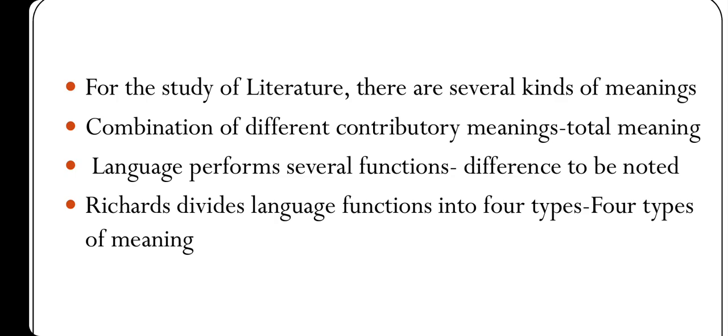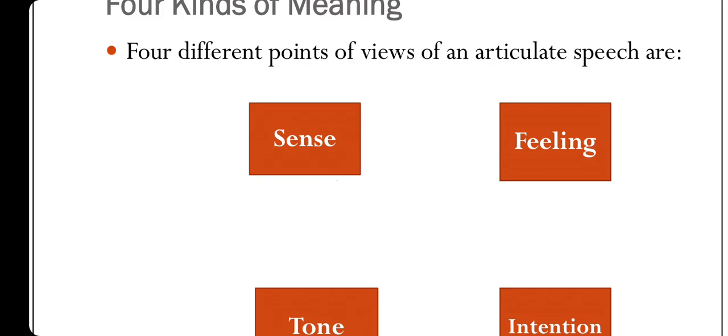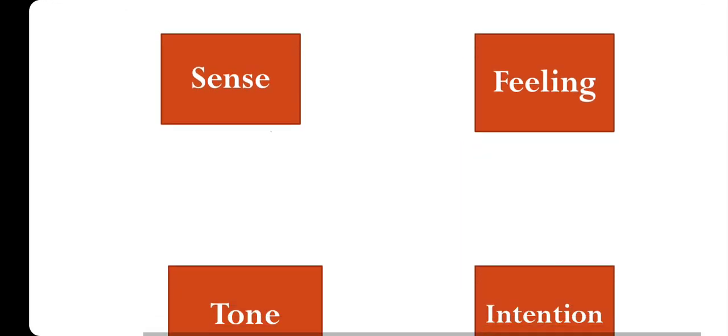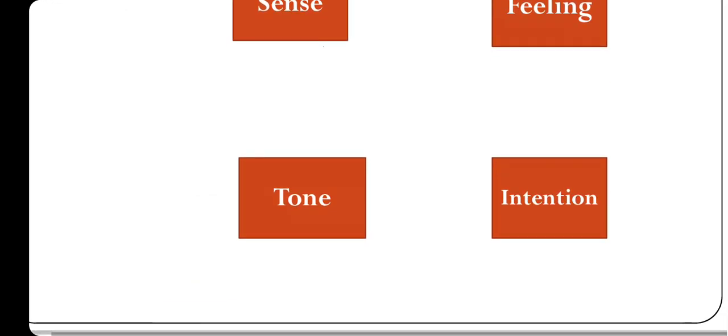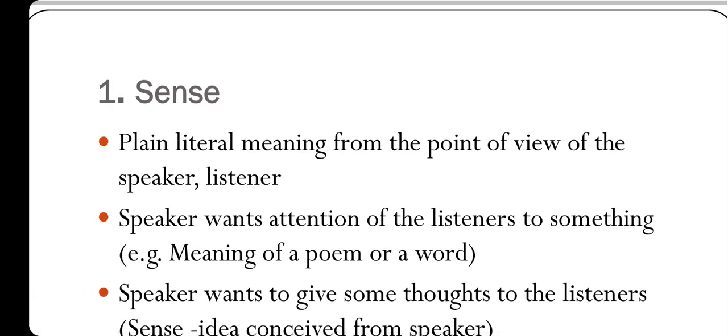These all are the sub points that we are going to discuss now. Four kinds of meaning, as we all know: number one is sense, number two is feeling, number three is tone, and number four is intention. Now, what is sense? Sense, according to I.A. Richards, is a plain literal meaning from the point of view of the speaker or the listener.